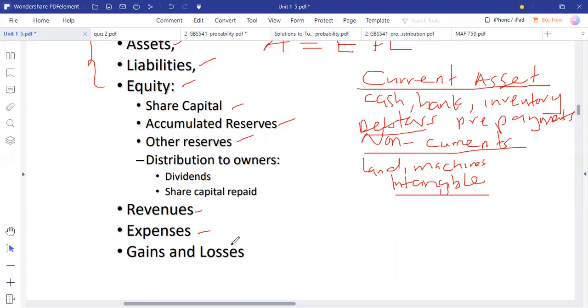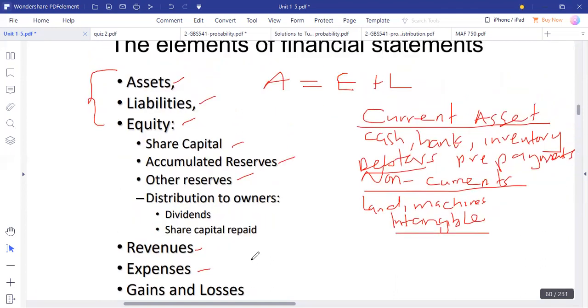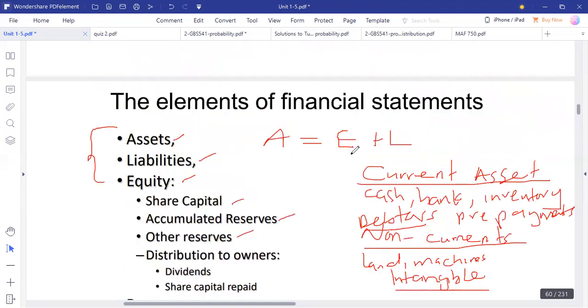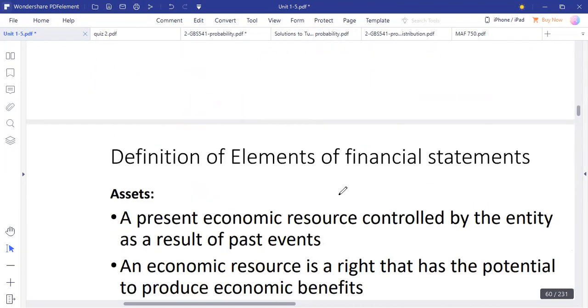bank loans, charges, etc. We also have gains and losses, which may come in terms of net profit, net losses, gross profit, and gross losses. So these are the 6 key elements of financial statement.